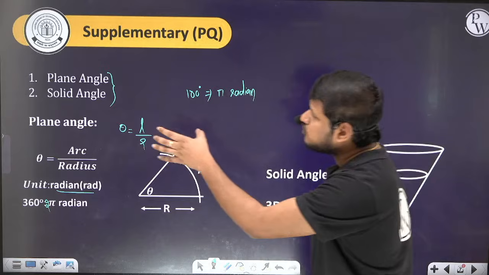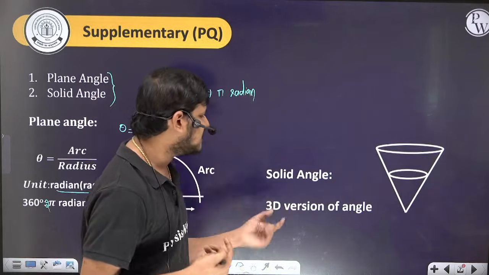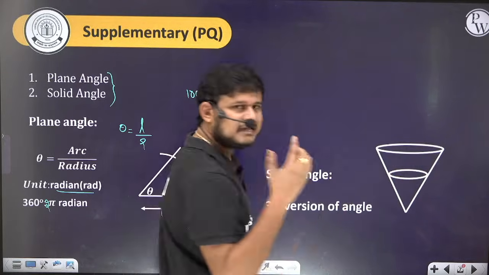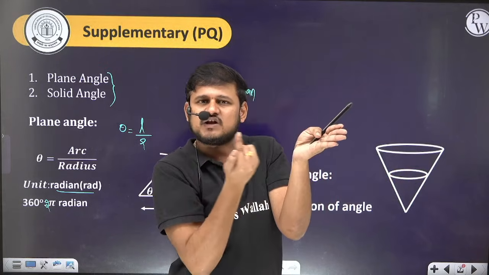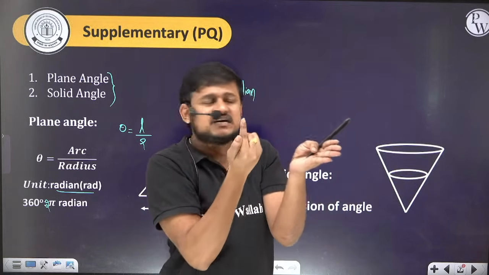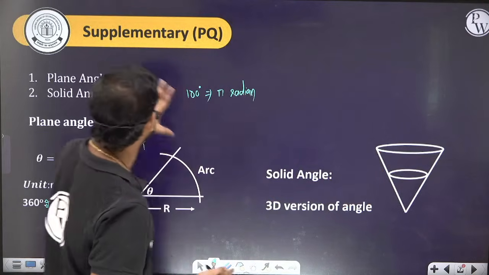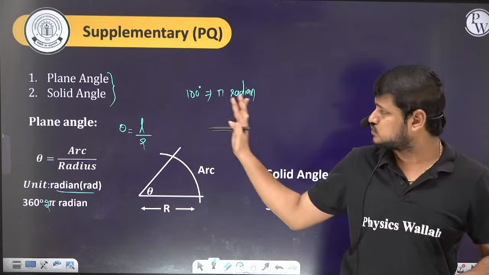So what is solid angle? The solid angle is for solid objects. For example, the 3D version, a cone. If you take a 3D cone, the angle made by the cone at the bottom, in 3D, that's a solid angle. Clear? Understood, guys? So these are the two supplementary physical quantities. Basically they do not ask questions based on this.